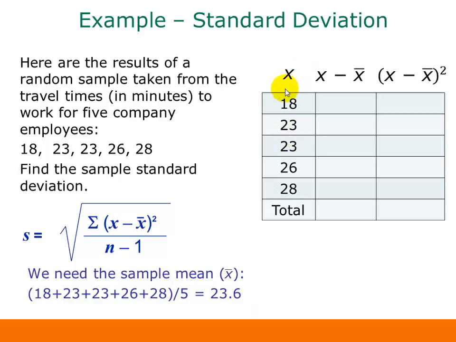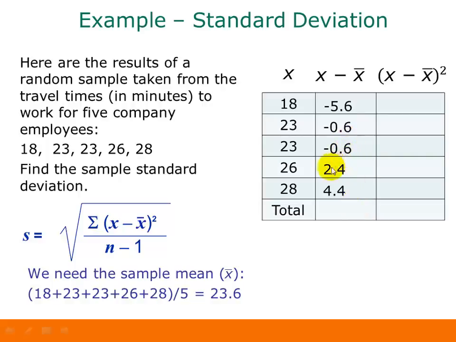Now the easiest way to calculate this by hand, if you have to, is to use a table. So we start out with our table and all of our data values. The next thing we do is for each data value, we take that value and subtract our sample mean of 23.6. So if we take 18 and subtract 23.6, we get negative 5.6. And then we do the same for the rest of these. So here are our results.